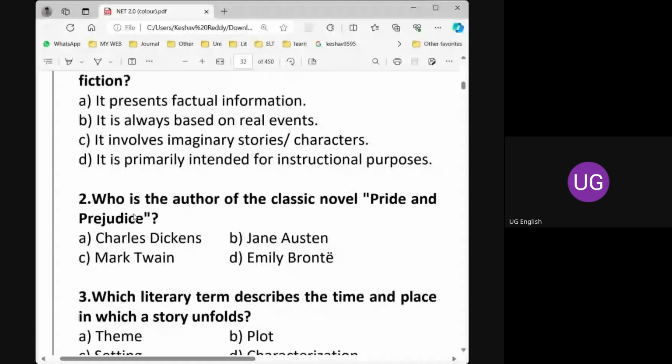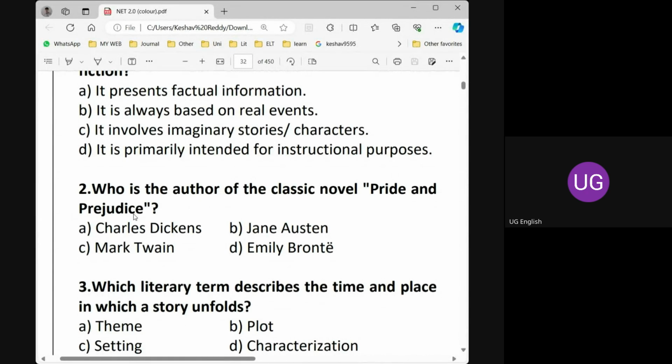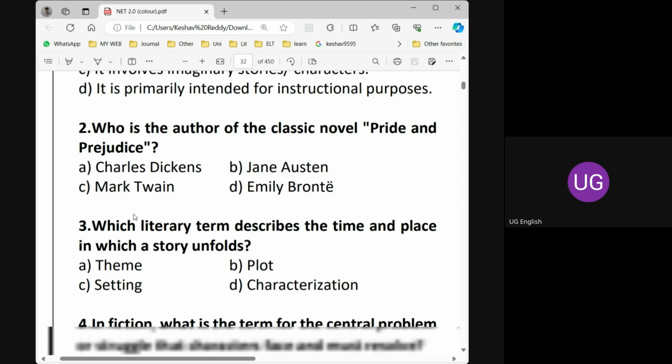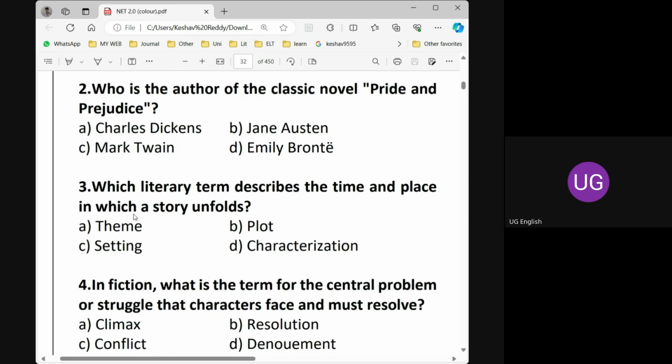Who is the author of the important classic novel Pride and Prejudice? Yeah, everyone knows it, and don't expect this type of simple question in the examination, but we will surely get 4 or 5 questions at least on the names of the authors. Very important. And which literary term describes the time and place in which a story unfolds?